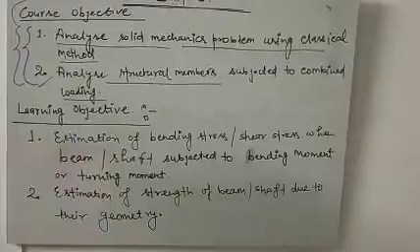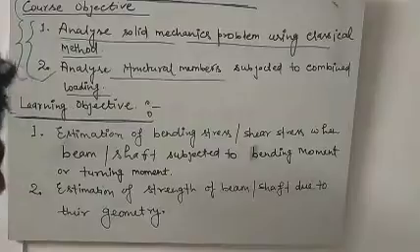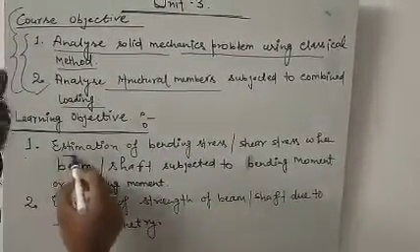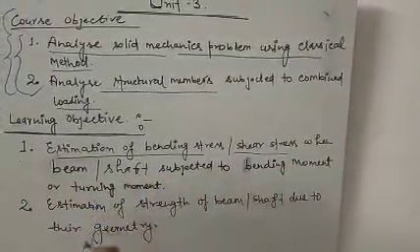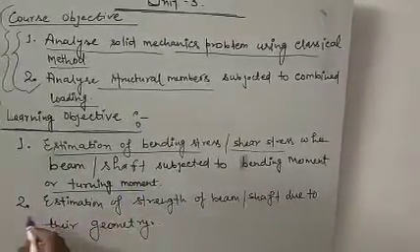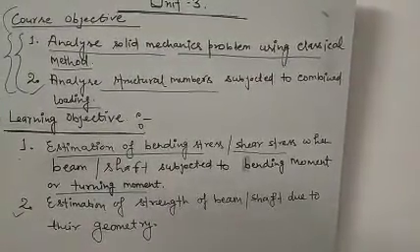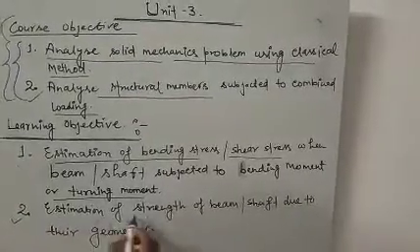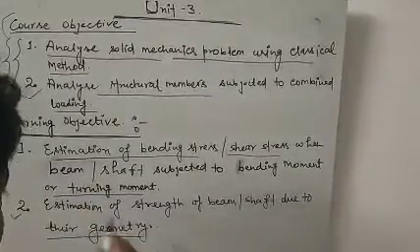As we know, these two course objectives are assigned in the academic curriculum, and this unit basically highlights these two course objectives. The learning objectives of this Unit 3 are estimation of bending stress or shear stress when a beam or shaft is subjected to bending or turning moment. And the second learning objective is that after the completion of this Unit 3 we will be able to estimate the strength of a beam or shaft due to their geometry.